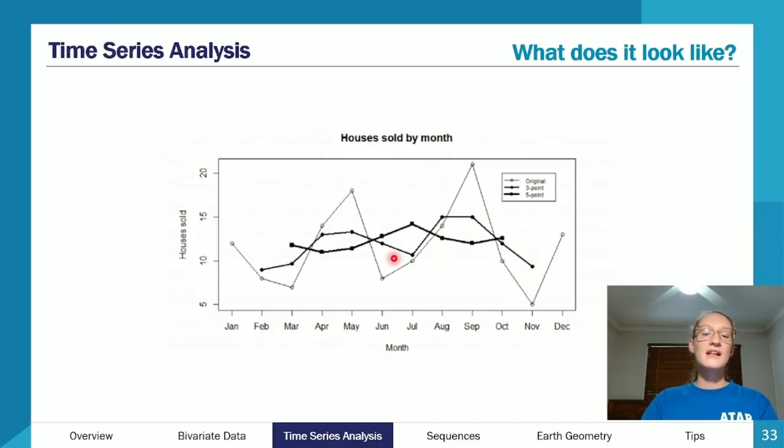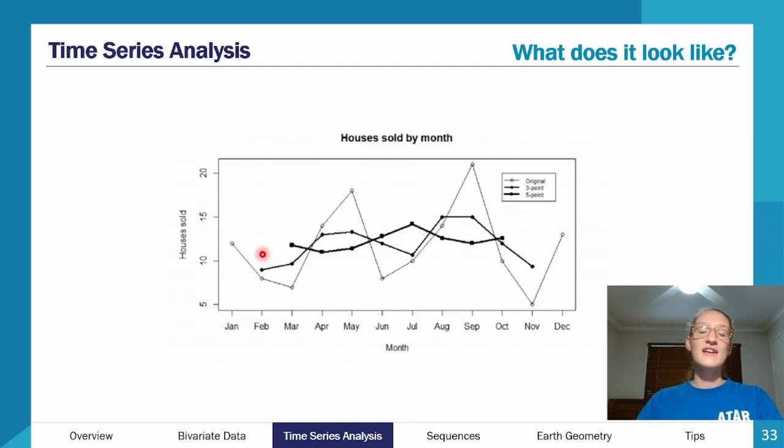So I can really easily tell, even without looking at my key, that this must be my 3 moving mean smoothed data because I've lost my first and my last point, which means that this line here must be my 5 moving mean because I've lost my first 2 points and my last 2 points. So that's the difference there.